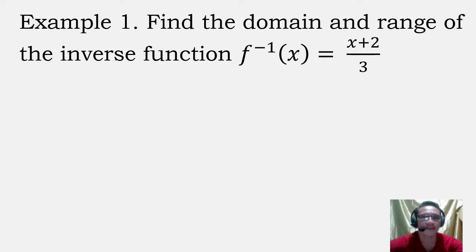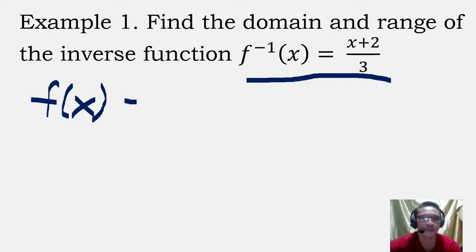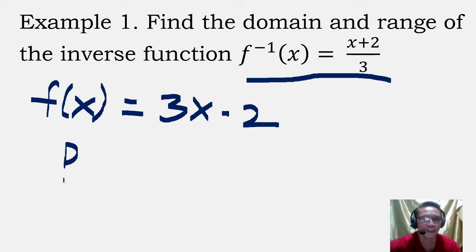Okay, let us find this example. Find the domain and range of the inverse function f raised to negative 1 of x is equal to 3x plus 2. Okay, so to find the domain and range, we are going to write this inverse to the original function, which is f of x is equal to 3x minus 2. So this is the original function of the given inverse function. So let us find the domain and the range of the original function first.